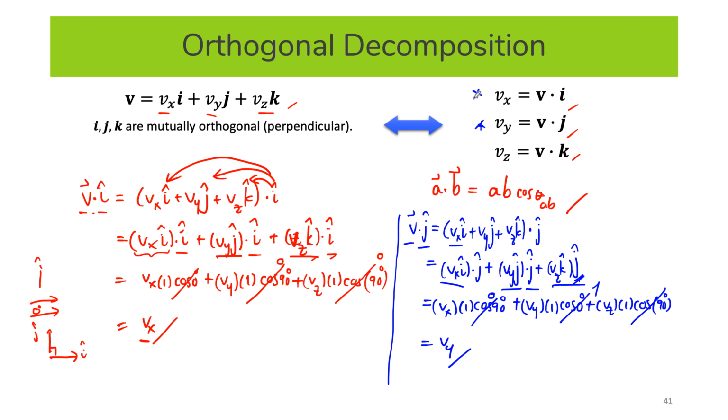vy can be calculated from a dot product between v and the unit vector j. So we have shown this one, we have shown this one. You can prove this one yourself as well. In conclusion, when we have orthogonal decomposition, it allows you to write the vector in terms of the orthogonal components in the, let's say, i, j, and k axes. And if you know the vector v, you can retrieve vx, vy, vz using this set of formulas.